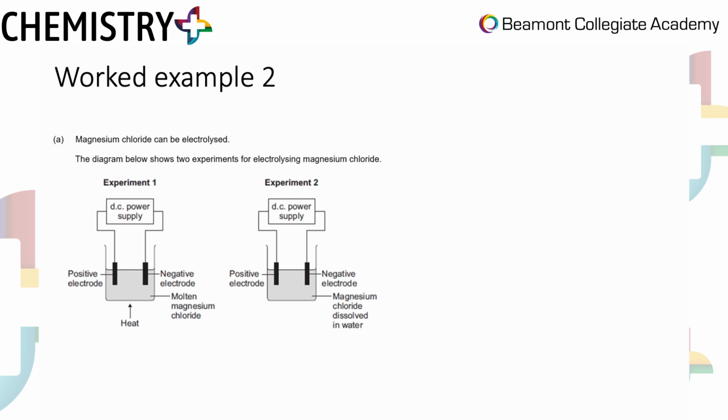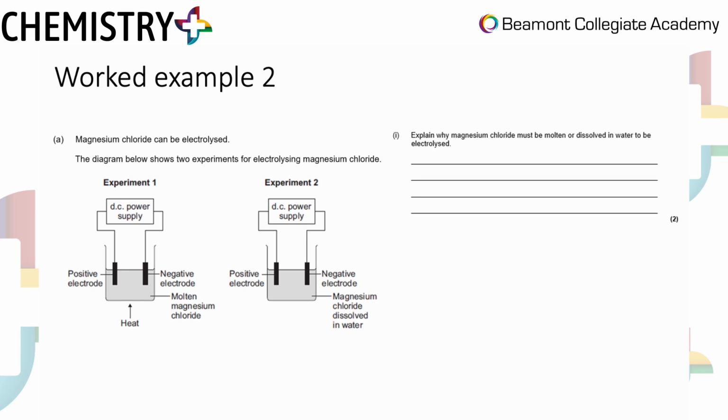Worked example 2. Again, lots of information provided. Maybe take a pause and have a look at the information. Part 1, explain why magnesium chloride must be molten or dissolved in water to be electrolyzed. We know that ions need to move. So that ions can move. Where are they going? To the electrodes. And what do they carry? A charge.